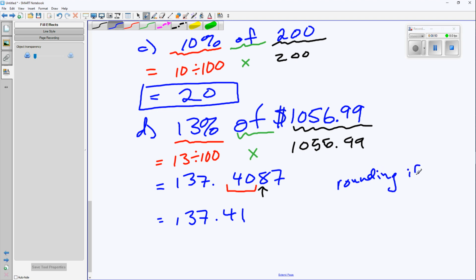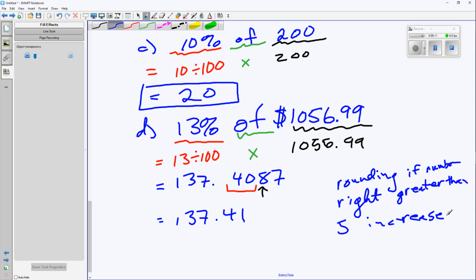if the number to the right is greater than 5, increase our decimal by 1. By 1 number. So in this case, what we did was we looked at 40, we found the 8 was over 5 like we expected. The 8 is over 5, so we took 40 and turned it into 41. If it was less than that, then guess what? We would leave it as 40.